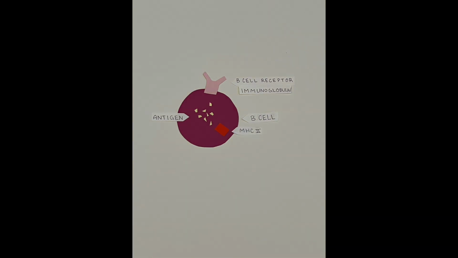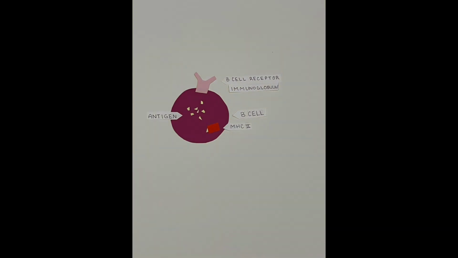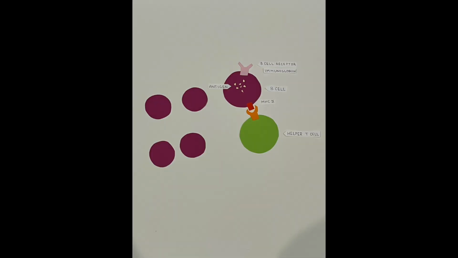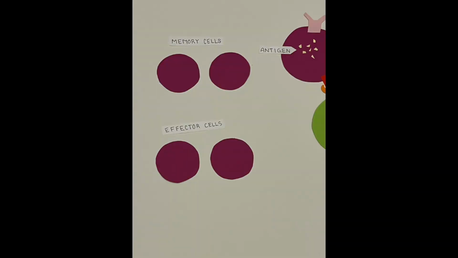MHC2 proteins will then bind to the fragments of the antigen and make their way towards the cell membrane. Here, a helper T cell will bind, which then activates the B cell. This will cause the B cell to divide, forming memory cells and effector cells.